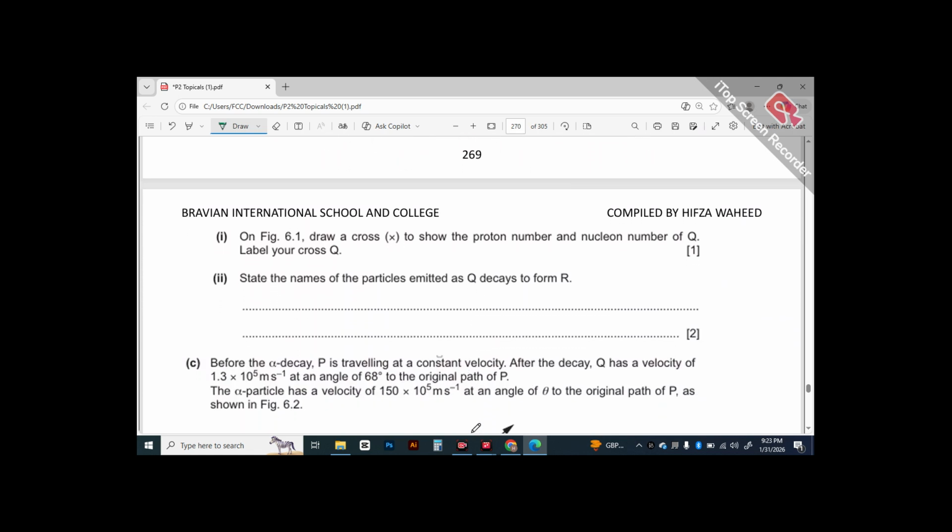State the names of particles. See how smart they are. It's beta negative and electron antineutrino.